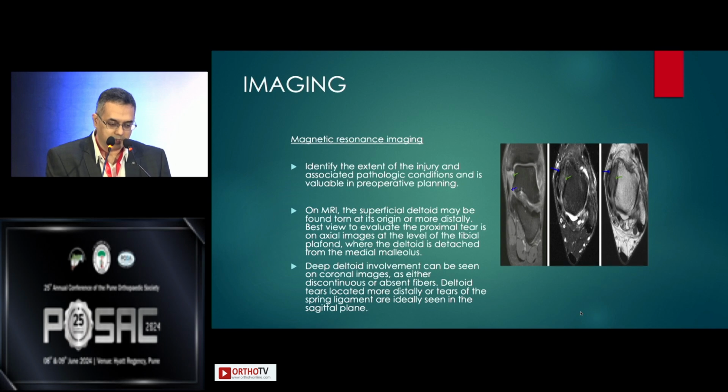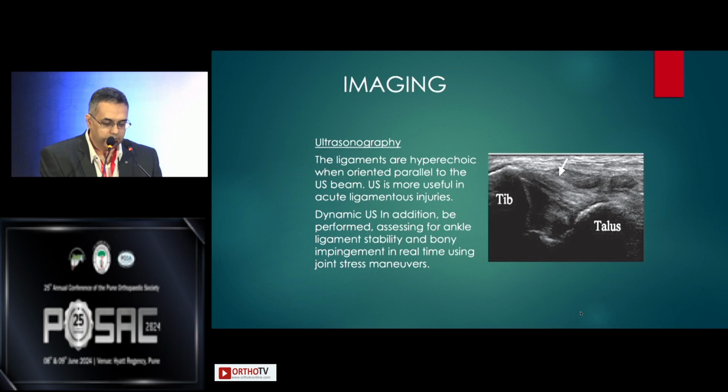MRI is used to see the extent of the injury and associated pathological conditions. Ultrasonography is used for acute ligamentous injuries, as well as to do a dynamic ultrasound study, in which we assess the ankle stability and bony impingement.